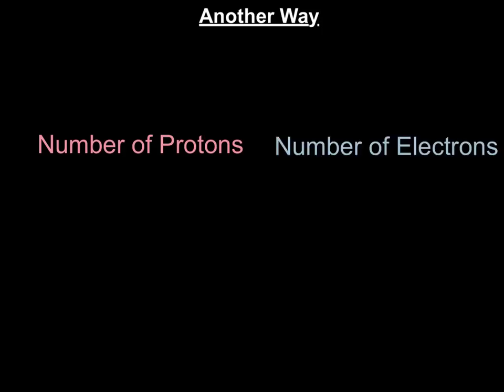The last thing you need to remember is that in any atom of an element, the number of protons will equal the number of electrons, because all elements are neutrally charged, their positive and negative charges balancing out. Use this property if you know either the number of protons or electrons to find the other.